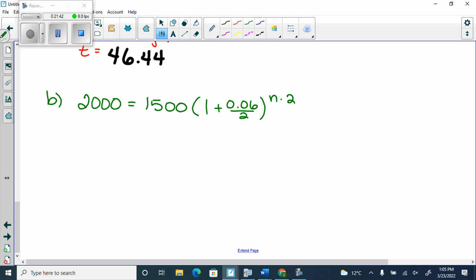So let's go through this and actually solve it without Y1, Y2. So the first thing I have to do when I have my final and my initial is to what? Divide. So I'm going to divide the 1,500 over.